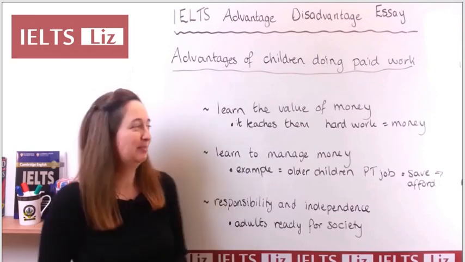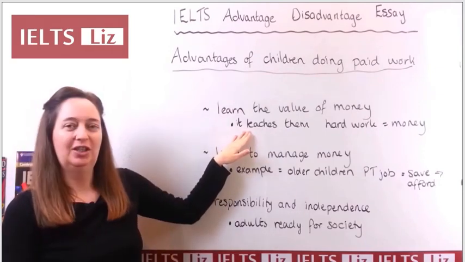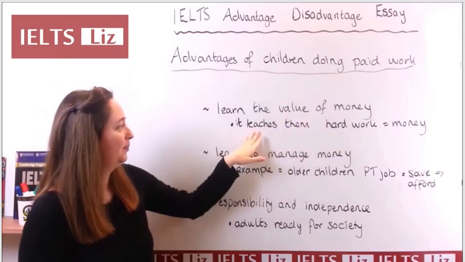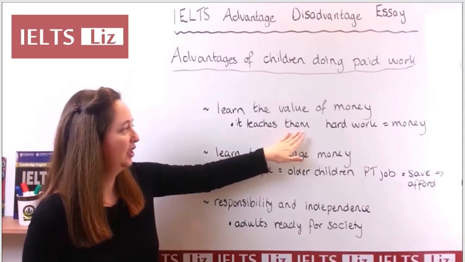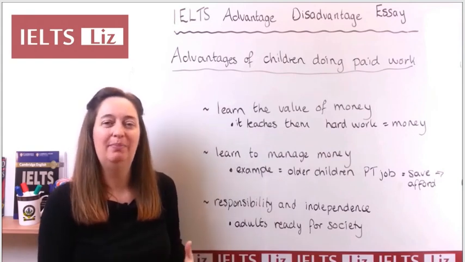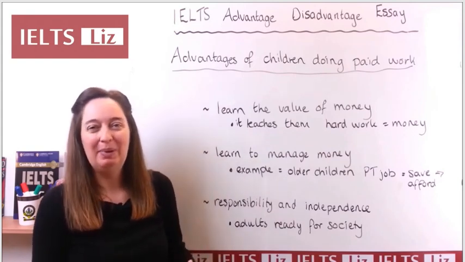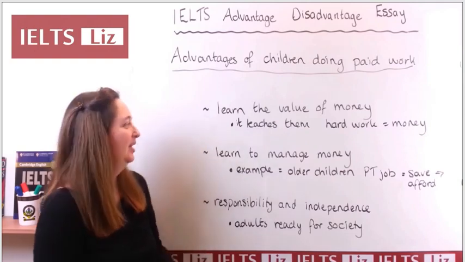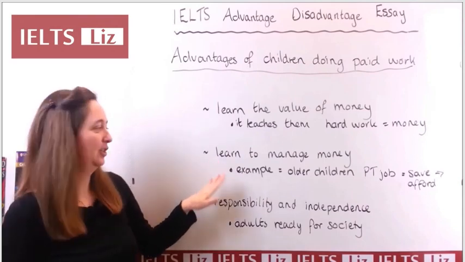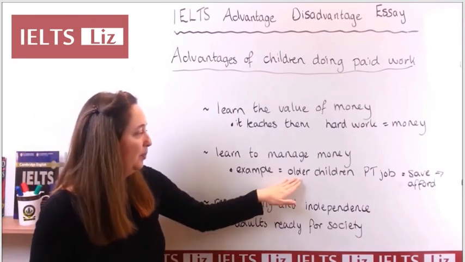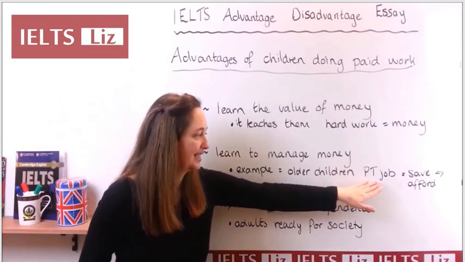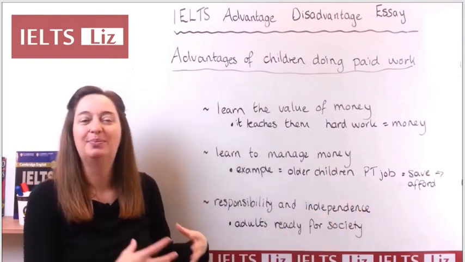So here we've got the supporting points. The first one, we're going to just give more information about what we mean when we say they learn the value of money. And what we're going to explain is that it teaches children that they have to work hard if they want to get money. So that's all about money not being free anymore. It's not from their parents, they have to work hard to get it. So that's an extra bit of information. For the second advantage, we're going to give an example. And that will be when all the children have a part-time job. And they do this because they want to save money to be able to afford to buy something.